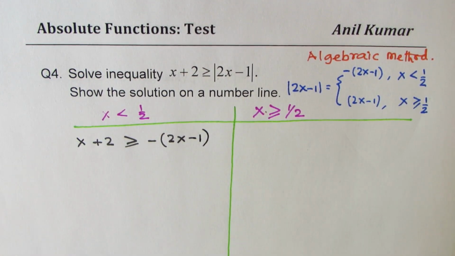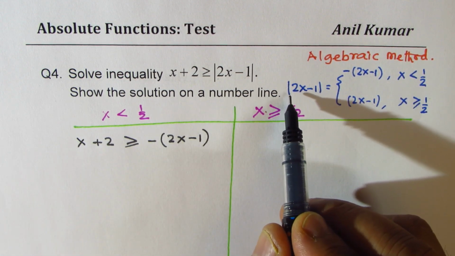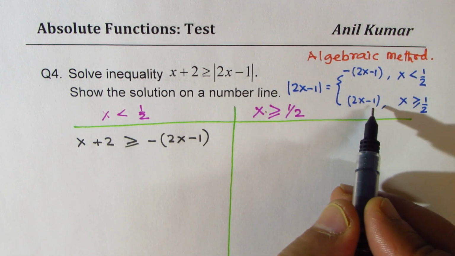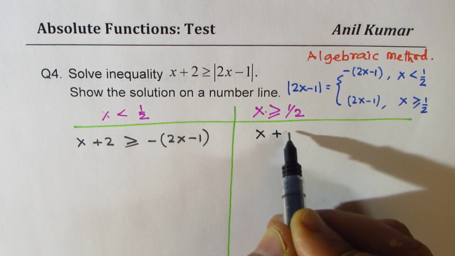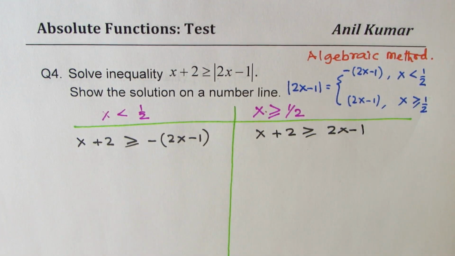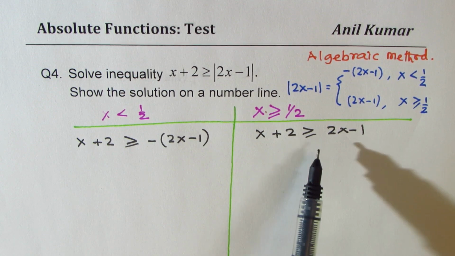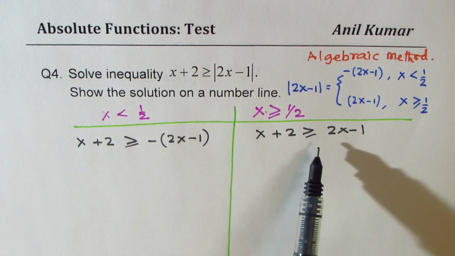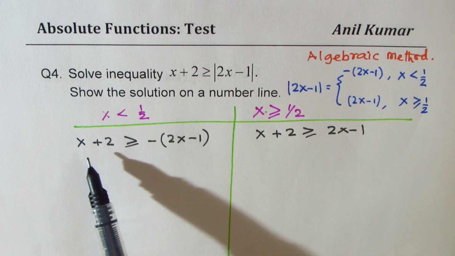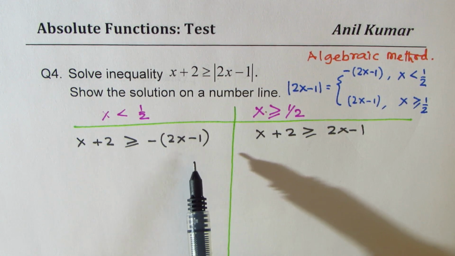You get an idea. But when x is greater than or equal to half, then the absolute value of 2x minus 1 is the positive value of 2x minus 1. So we could write this as x plus 2 greater than or equal to 2x minus 1. Now this is the most critical step. So I hope this is absolutely clear, right? Okay. Now it is simpler. It's just a matter of bringing x's together and solving it.